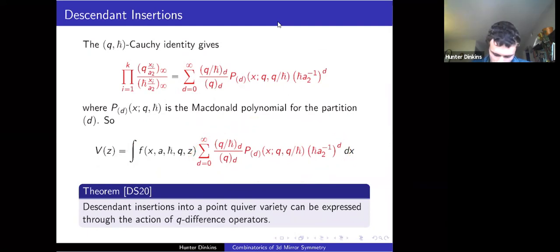And it's a theorem of myself and Andrey Smirnov that you can express descendant insertions into a point quiver variety through the action of q-difference operators. So I'm inserting here some infinite sum of Macdonald polynomials. So I should be able to express this in terms of some infinite sum of q-difference operators.